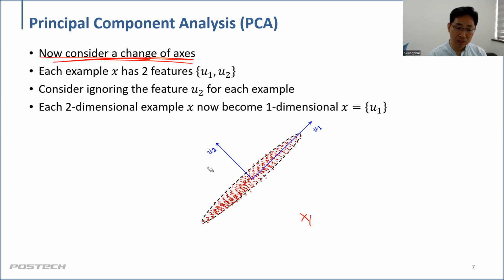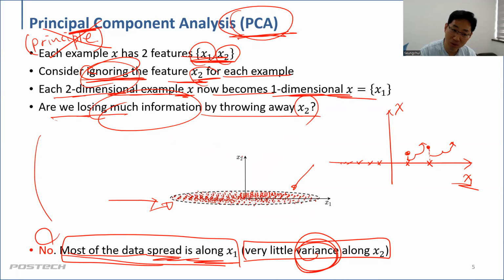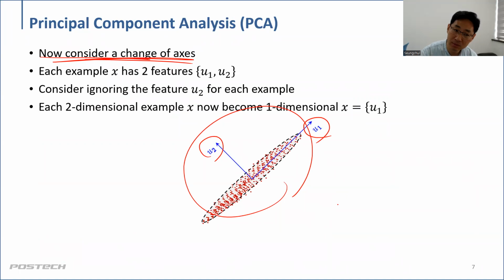But in new coordinates, if you look at it that way, this one is actually the same as this one. The only difference is u2 and u1. Now it's okay to ignore the second feature in the new axis, in the new coordinates.